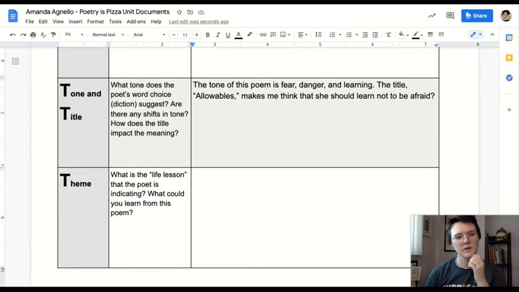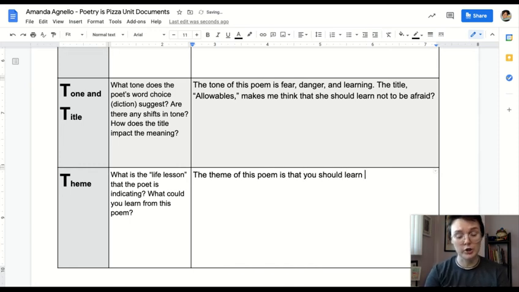So that makes me think, what about my theme? What is a life lesson? I'm going to look back at my tone. Oh, she should learn not to be afraid. Maybe she should learn not to be afraid. Oh my gosh. The theme of this poem is that you should learn not to be afraid. Maybe I can expand that. Maybe not to act out when you feel afraid. So not to act out when you feel afraid.